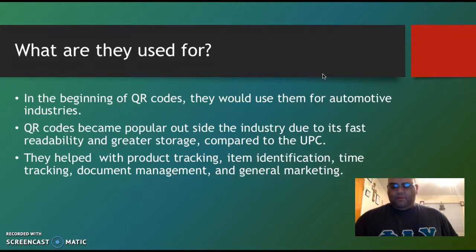And since they are able to hold more than barcodes, a lot more people use them for school or for general information.